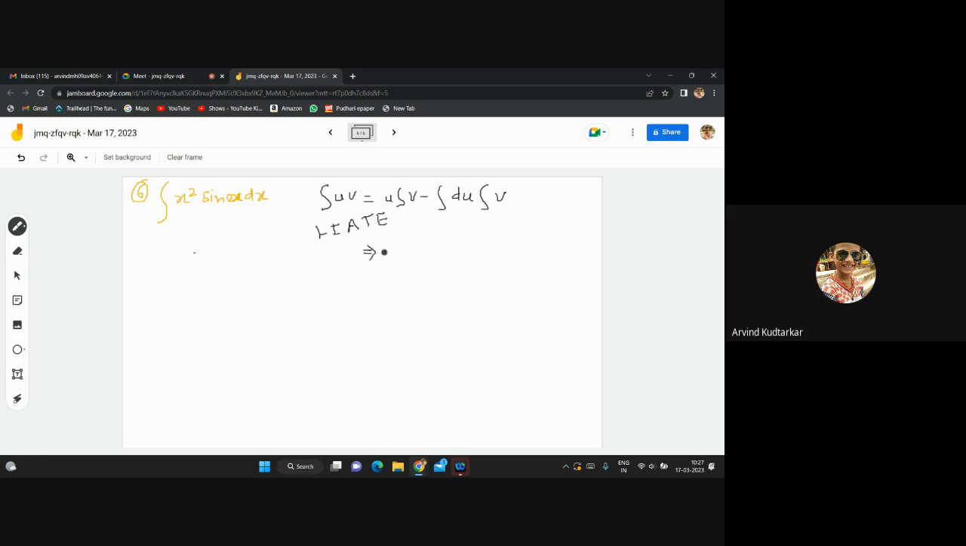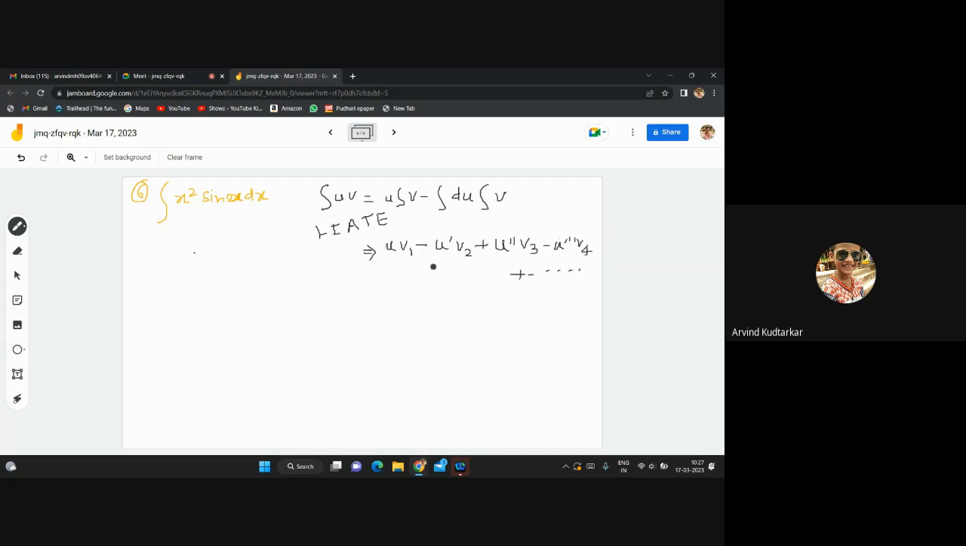Okay. And which is that generalized integration by parts? The same result is written in the form u into integration of v, that is v1, minus u का डेरिवेटिव क्या होता है, u dash, v1 का integration is v2, plus u का डेरिवेटिव u double dash into v3, minus u triple dash v4, plus and so on.